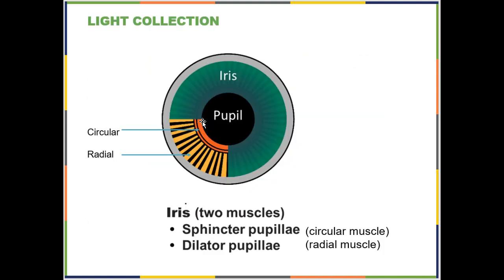So light collection, we said, is the job of the iris. You want to know that the iris contains 2 different muscle layers, a sphincter pupillae, which some books will call the circular muscle, and dilator pupillae, which some books will call the radial muscle. I've gotten in the habit of saying sphincter and dilator pupillae. You can use either.